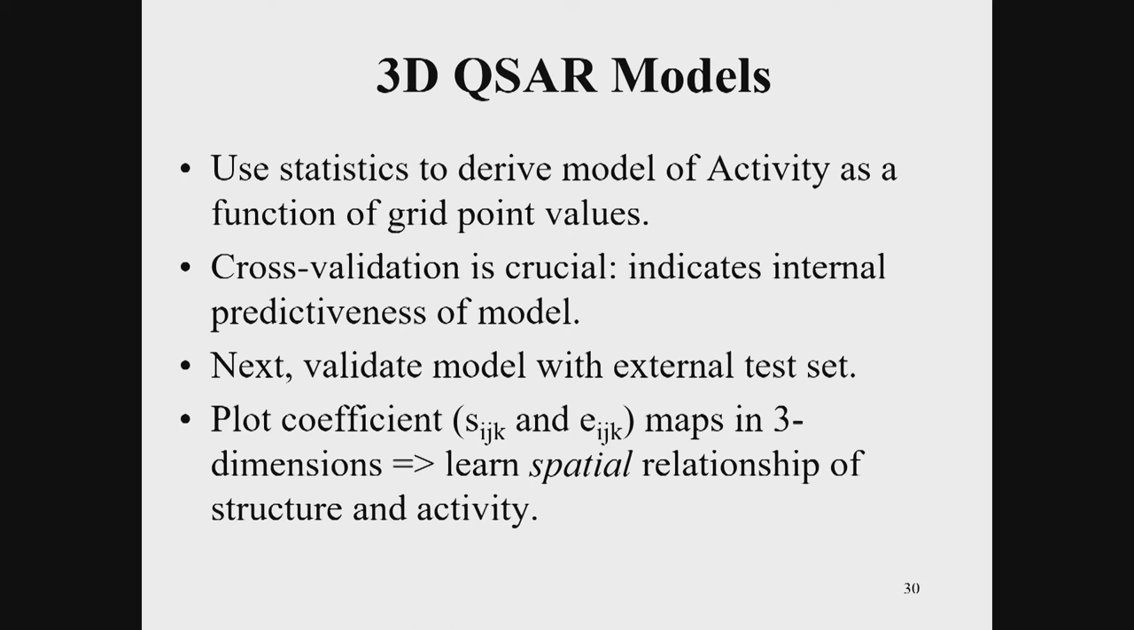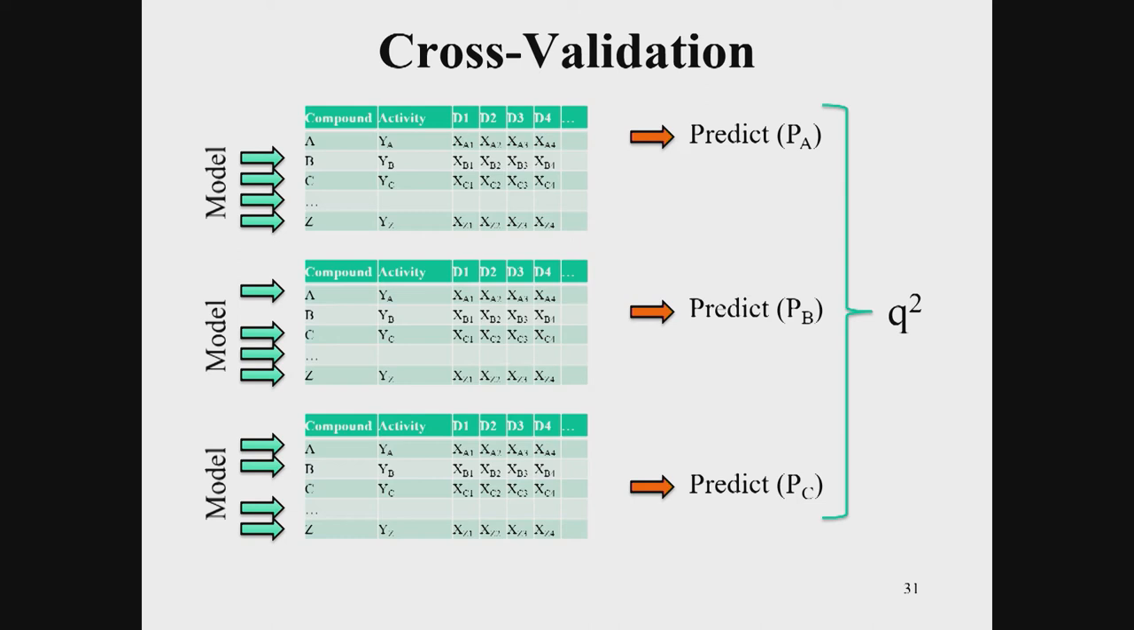So just briefly, cross-validation, in case you haven't seen this term before. Because we are using so many descriptors in 3D QSAR, we can't rely on a standard R-squared to give us much useful information. In fact, R-squared on 3D QSAR is always very high, like 0.9 to 0.99. So we have to do cross-validation.